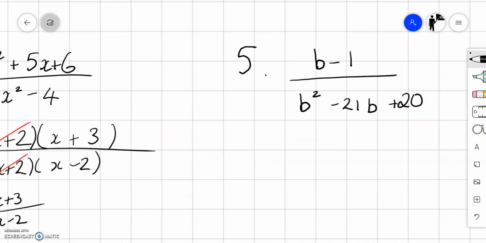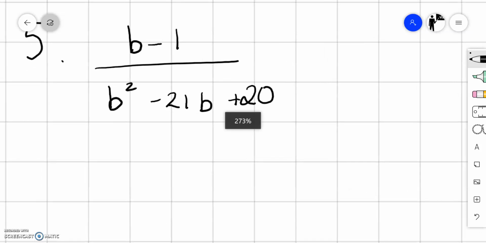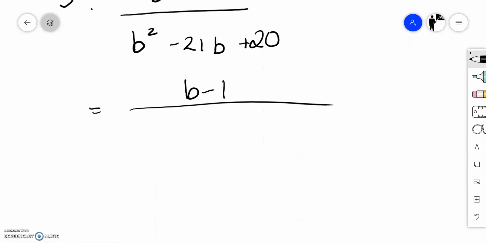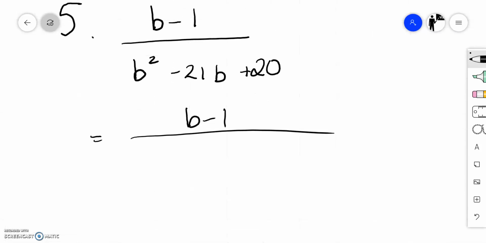And lastly, example 5. b minus 1 over b squared minus 21b plus 20. In order to simplify this, we must factorise. Let's have a look at our numerator. There's no common factor, no difference of squares. We can't do anything with our numerator. But the fact that we've got a b minus 1 here makes me think that I'm probably going to have a b minus 1 on the denominator.